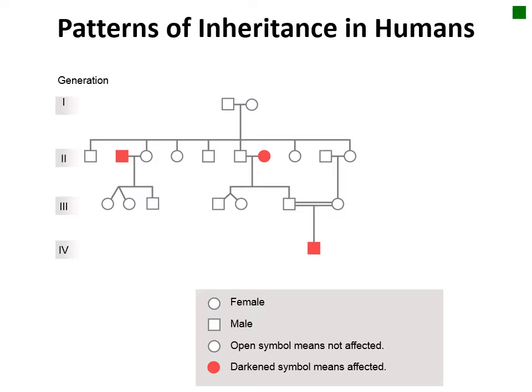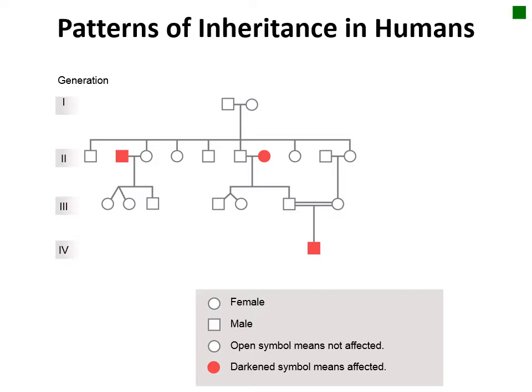For example, although you have a 50-50 chance of having a male or female child, there are some families that have all daughters or all sons. Because we cannot use controlled matings, instead we use human pedigrees or family trees.